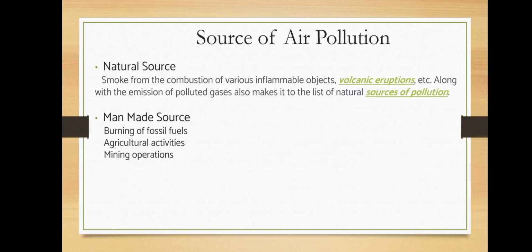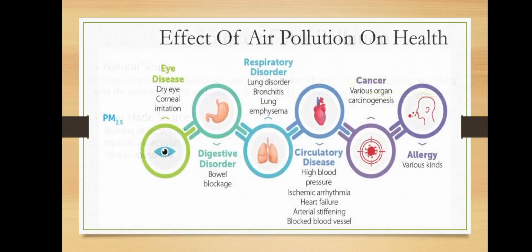Sources of air pollution are of two types, natural sources and man-made sources. Natural sources include smoke from the combustion of various inflammable objects, volcanic eruptions, etc., along with the emission of polluted gases. The second is man-made sources: burning of fossil fuel, agricultural activities, mining operations. And the next is effect of air pollution on health.